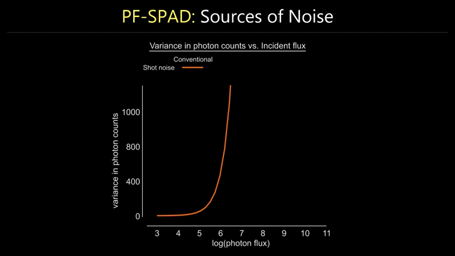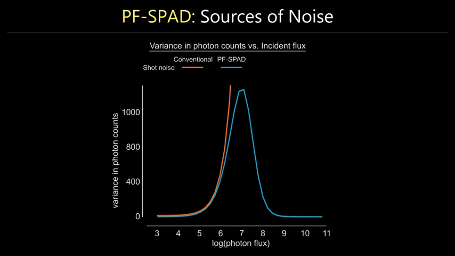A PF-SPAD also has some counterintuitive noise characteristics. We will focus on two of the interesting ones, shot noise and quantization noise. First, let's look at shot noise. For conventional sensors, it is well known that shot noise variance grows linearly with the incident photon flux due to Poisson statistics of photon arrivals. The x-axis is on a log scale, so the plot does not look like a straight line, but it is a linear function.